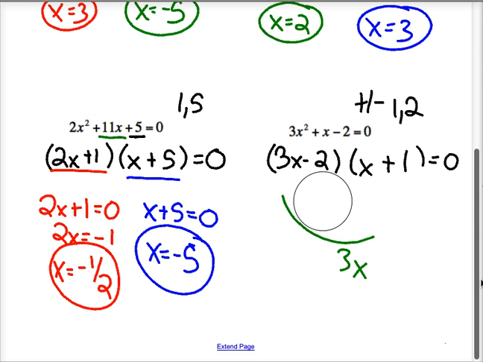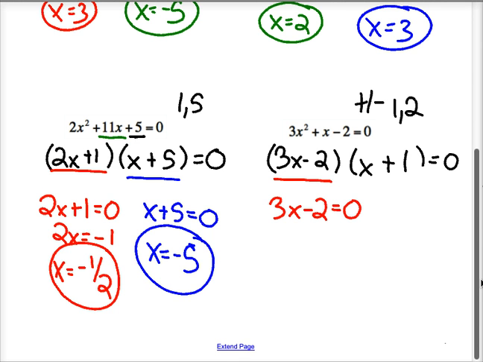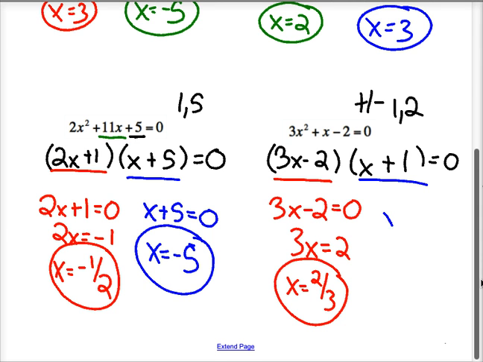All right, so once you settle that factoring business, now you can finish solving the problem. So now you can take your first piece, set it equal to 0. And again, here we have a little bit more solving to do. We have to add the 2 over and divide by 3. And the second one is our more basic one. If x plus 1 has to be 0, then x has to be negative 1.